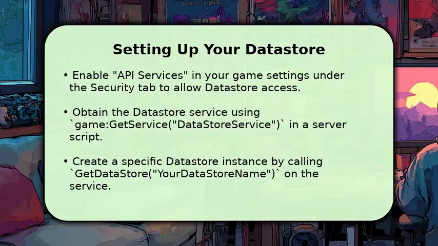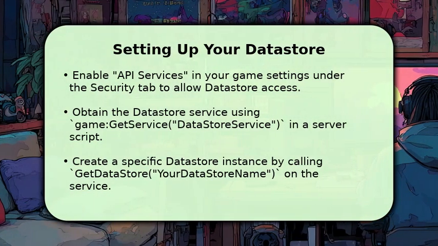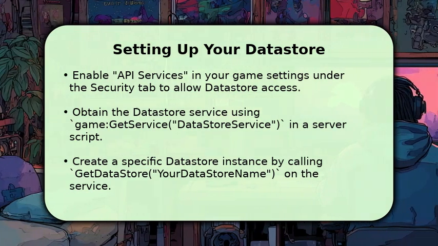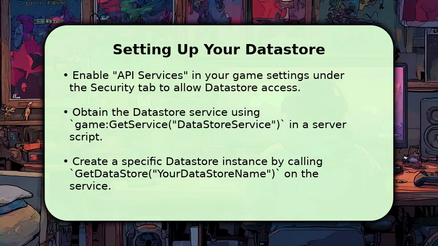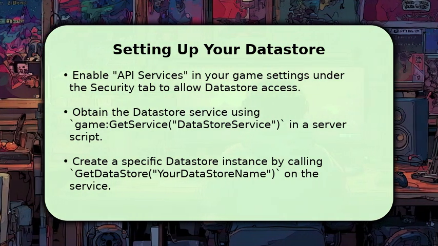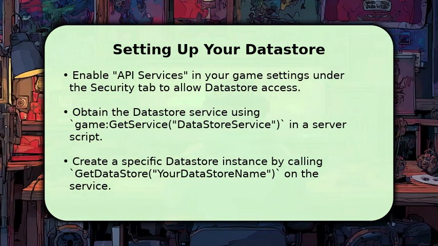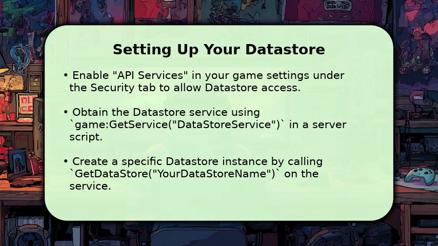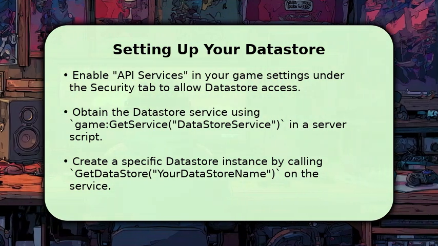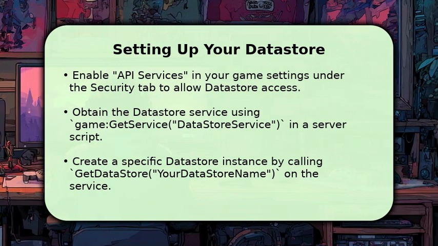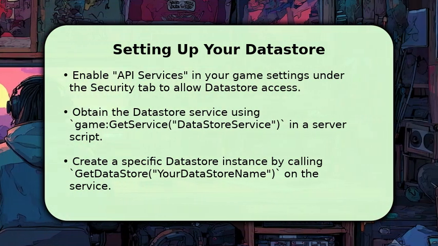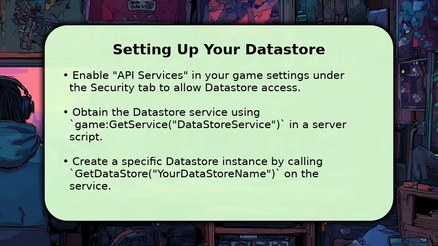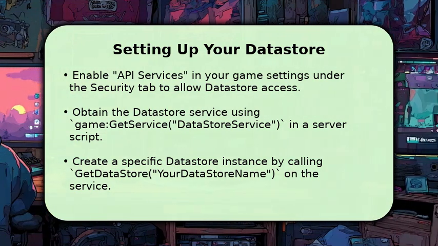To begin, you first need to enable API services in your game settings, found under the Security tab. This grants your game permission to interact with Roblox's data servers. Next, in a server script, you'll get the data store service using game:GetService("DataStoreService"). From there, you create a specific data store instance by calling GetDataStore with a unique name, like "PlayerDataStore", which acts as a container for your saved information.